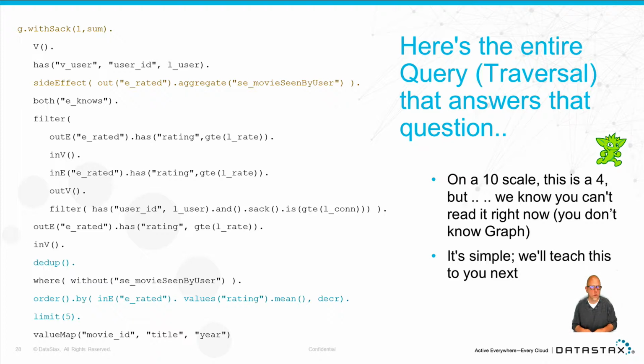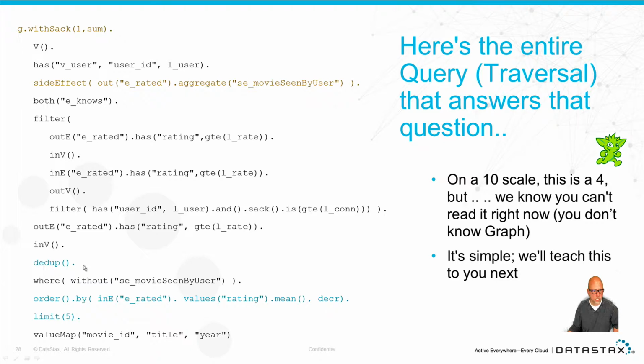There's no way you know Gremlin. 100 people could be watching this video, IT people at random sample. 2 know Gremlin, 3 know Gremlin. Most people just are not aware of the value of a graph database. So I don't think you can read this is the point. On a 10 scale, 10 being high, this query is about a 4. It's not that hard, but you've never seen it before, so of course you can't read it. You don't know graph. So we're going to pick this thing apart, and we're going to show you how it works.